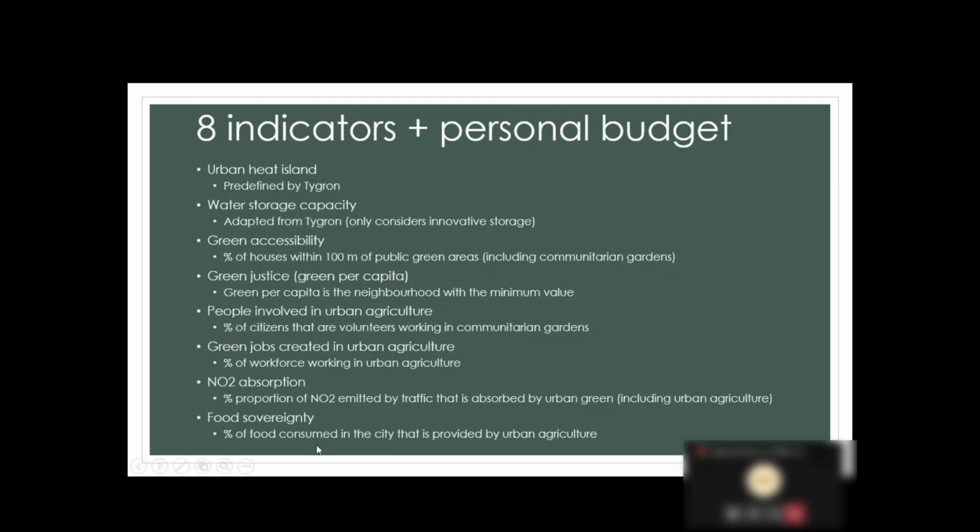And finally, the food sovereignty indicator, which is the percentage of food consumed in the city that is provided by urban agriculture, considering the food requirements of inhabitants, which are calculated by the FAO.